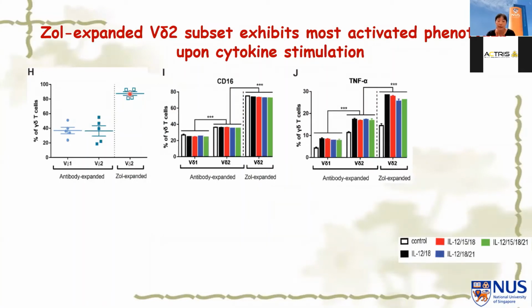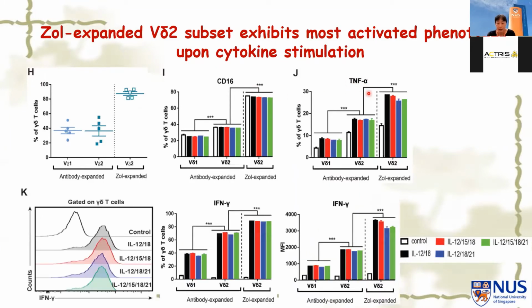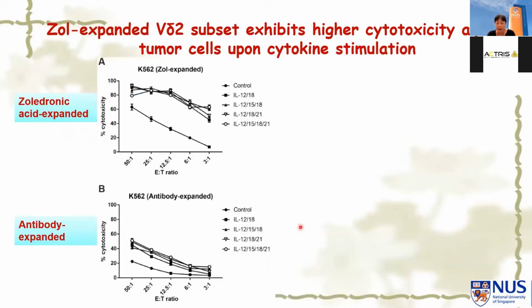So we compared the different subsets. CD16 is not much of a difference. TNF alpha slightly increased. Again, interferon gamma dramatically increased for both expansions and for both subsets. But you can clearly see that the phosphoantigen-expanded V delta 2 cells had the highest interferon gamma expression or production of all three cell populations that we examined.